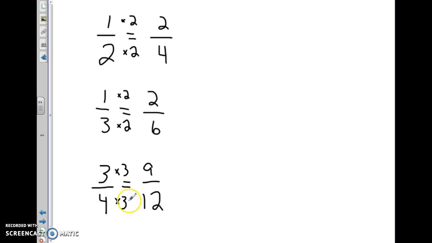So there we go. That's all that you need to do to find equivalent fractions. We will work more on that tomorrow.